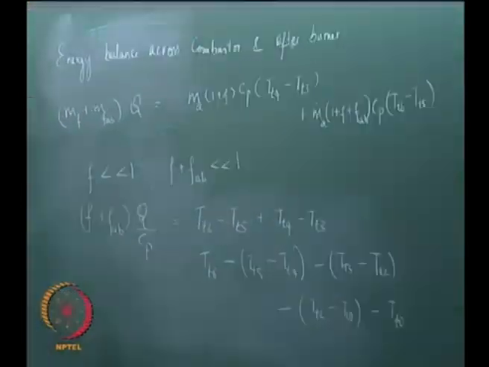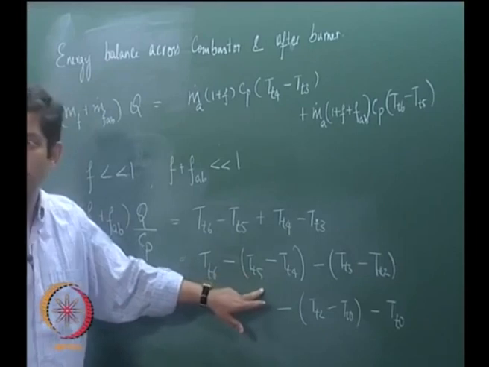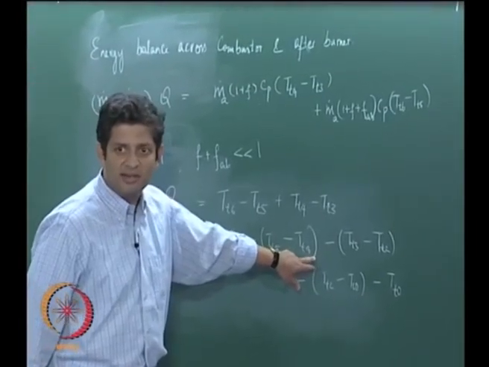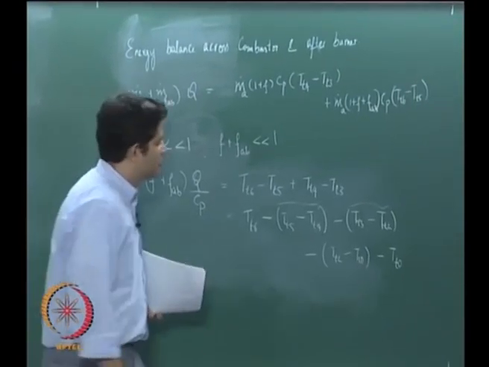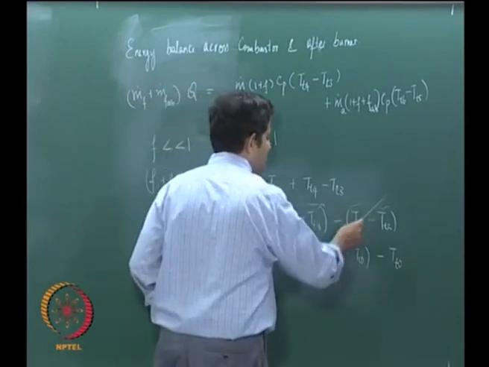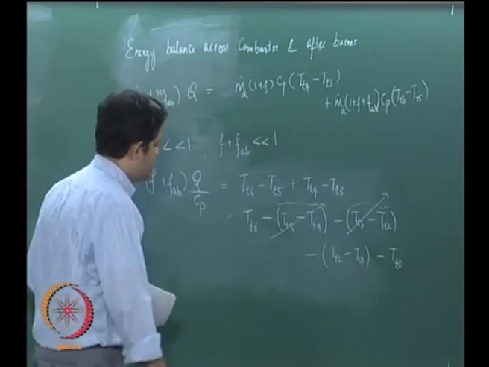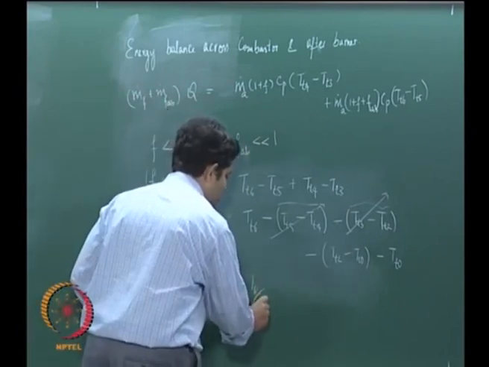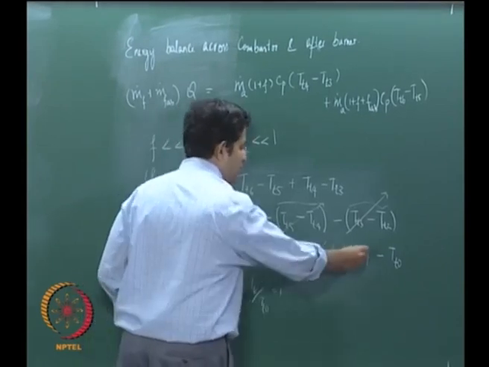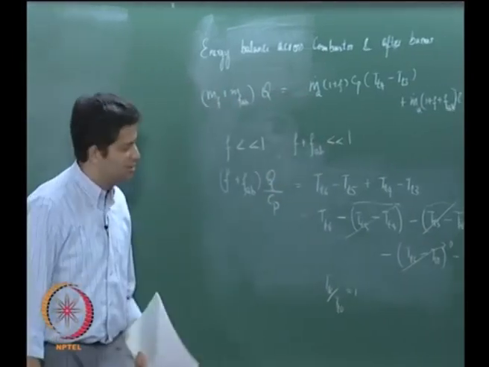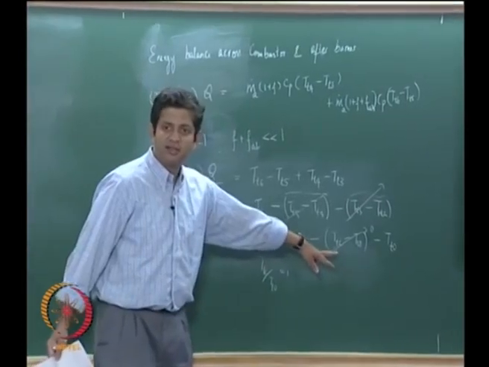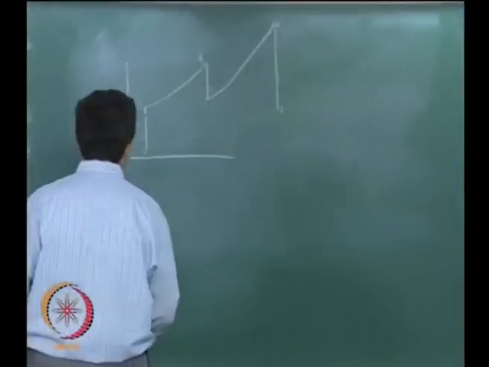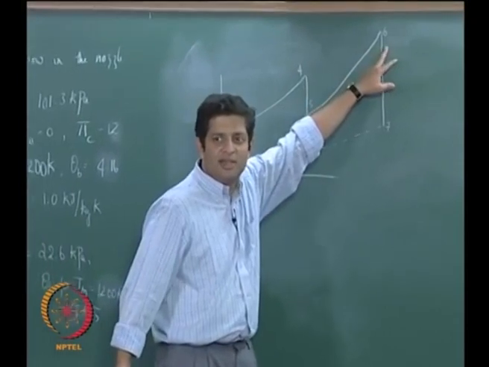If you look at this, I have not done anything. What is this part? Work in the turbine, work in the compressor, these two must be equal, right. So I can take this out, these two are equal. Now I know that TT2 by TT0 is equal to 1, so this goes to 0. So by doing this manipulation I have been able to get this as TT6 minus TT0, which is nothing but you are looking at raising the temperature from here to TT6.